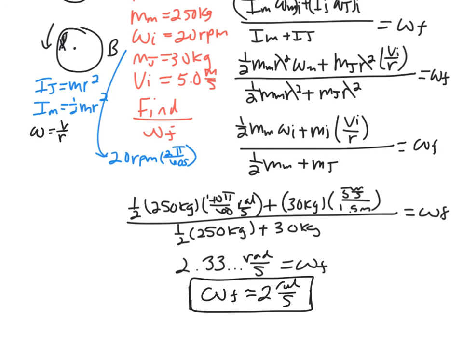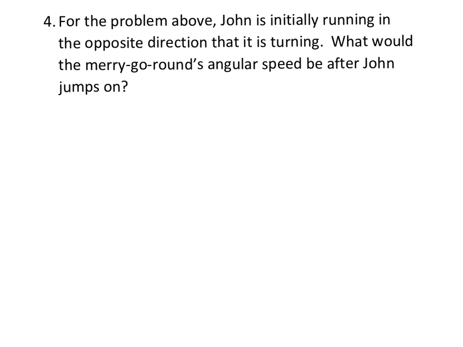What I want to do in the next problem, if you're still watching, is the same exact thing. John is now running in the opposite direction. So we want to see what the merry-go-round's angular speed would be after John jumps on if he's running opposite the direction that it's turning. So the only thing really that's going to be different here is the signs. We can still set it up the same exact way. I'm not going to redraw the diagram.